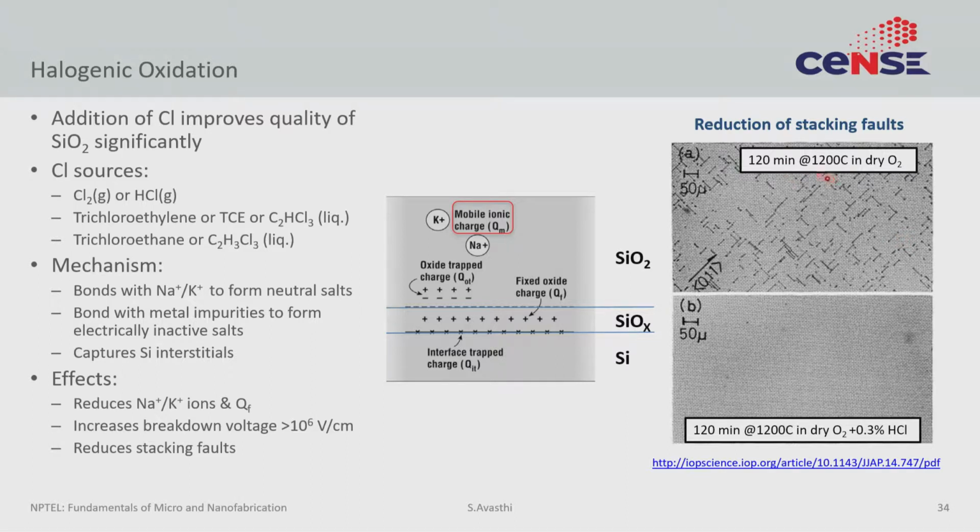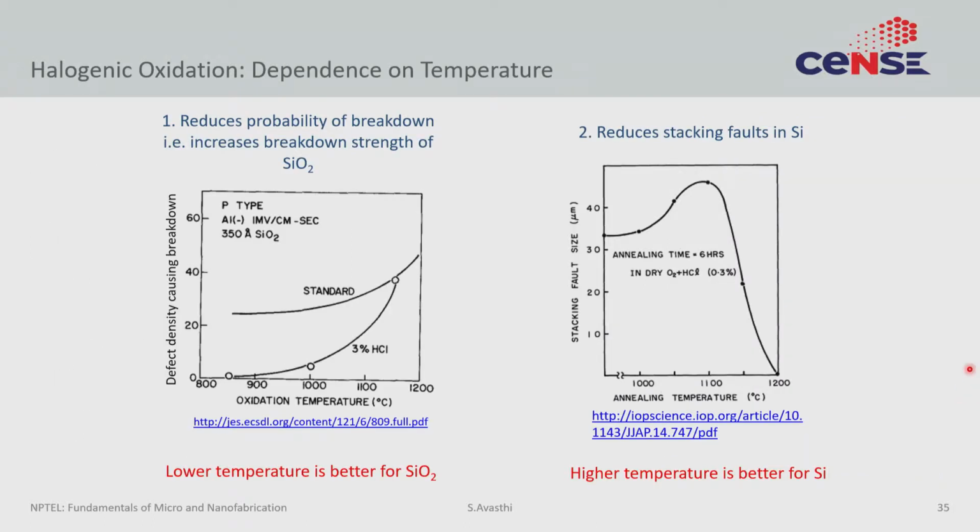It turns out that this halogenic oxidation, because it captures the silicon interstitial, actually reduces the stacking faults. So, if stacking faults are a problem, halogenic oxidation might be your answer. However, there are some details that are interesting here. The first detail is that the temperature at which you do the halogenic oxidation really depends on whether you want high quality silicon dioxide or whether you want high quality silicon. There is a trade off.